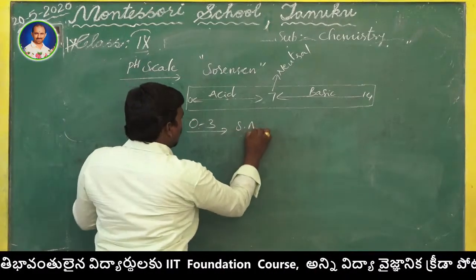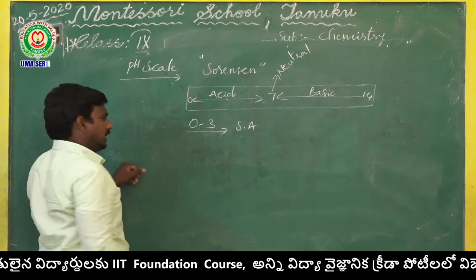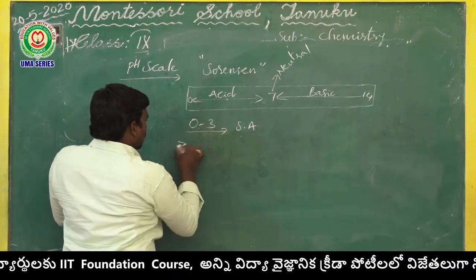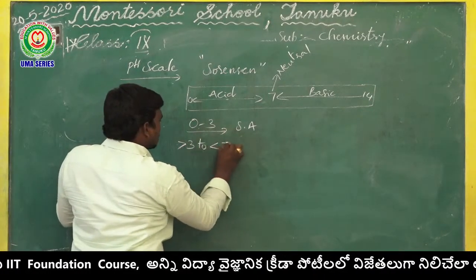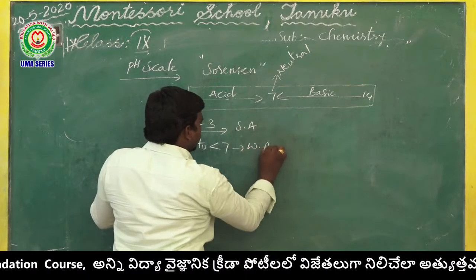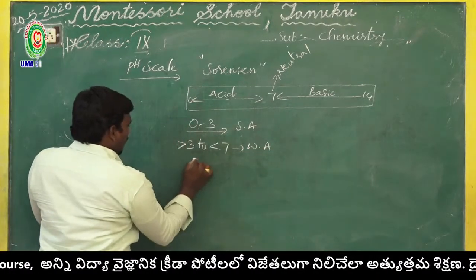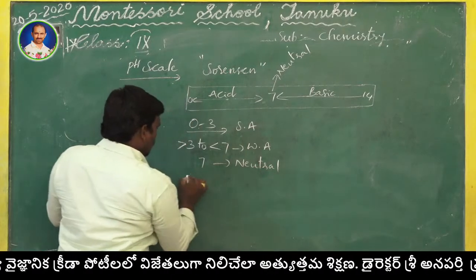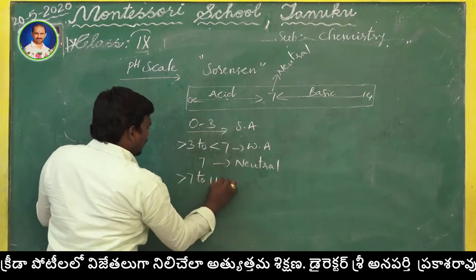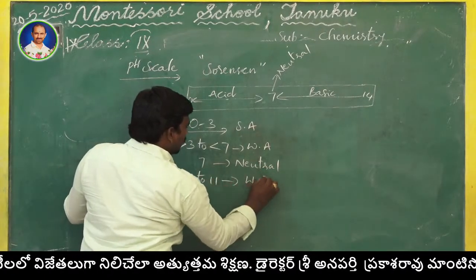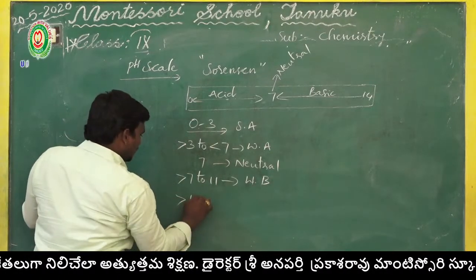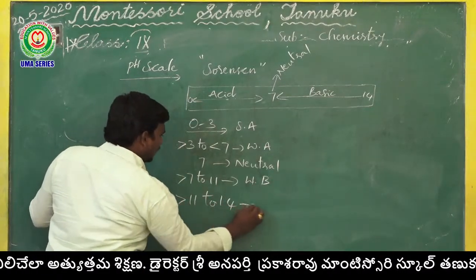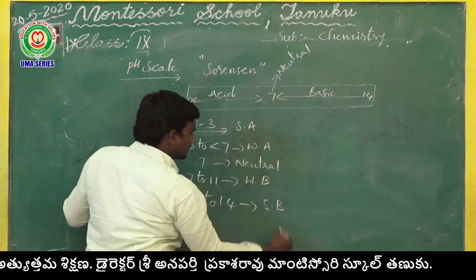And here, 0 to 3 is the range of strong acid. And greater than 3 to less than 7, it is the range of weak acid. And exactly 7 means neutral. Greater than 7 to 11, it is the range of weak base. Greater than 11 to 14, it is the range of strong base.